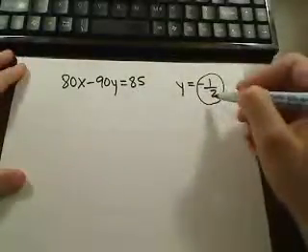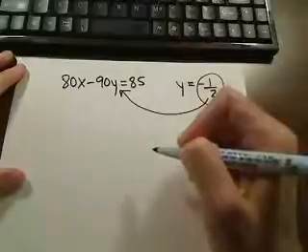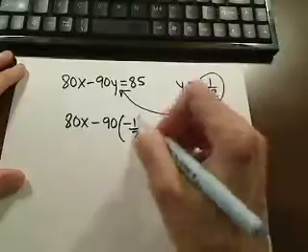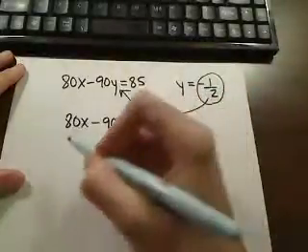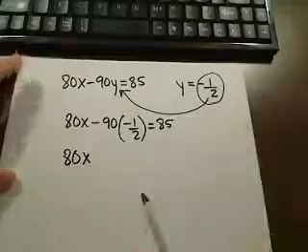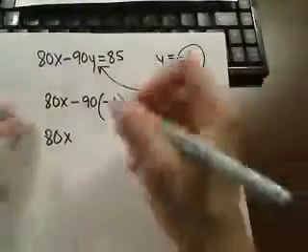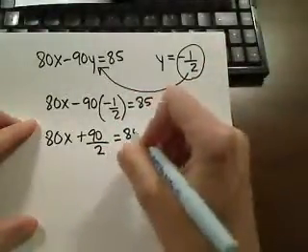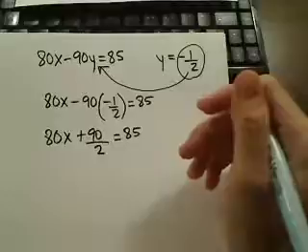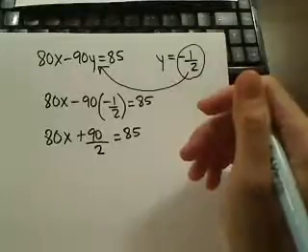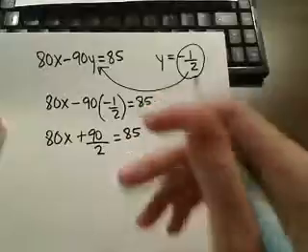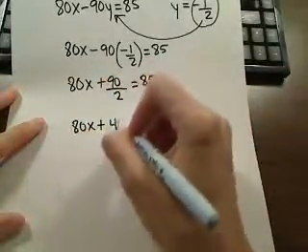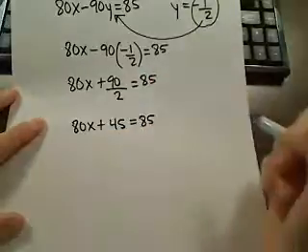Okay, so we're going to plug this negative 1/2 in right there for the y and find the x that goes with this. So minus 90 times negative 1/2 equal to 85. So we have 80x, the negative 90 and the negative 1/2 is positive 90 over 2 equal to 85, and 90 over 2 is 45. So we have 80x plus 45 equal to 85.